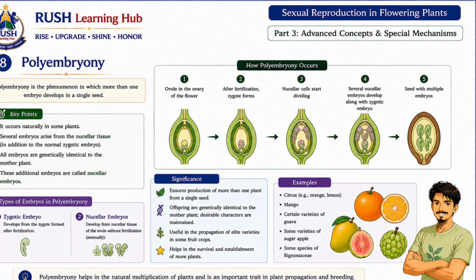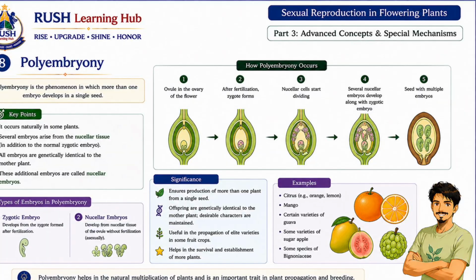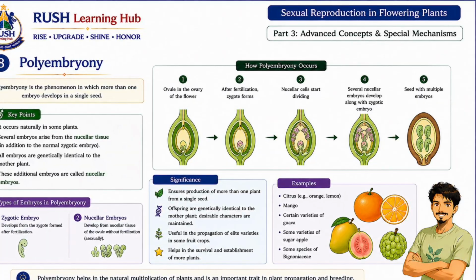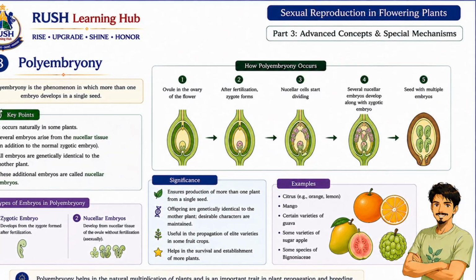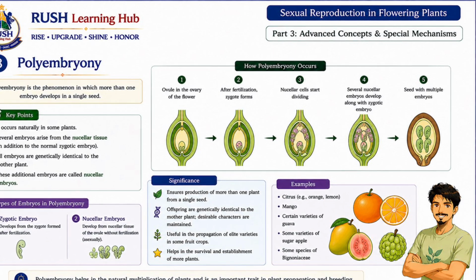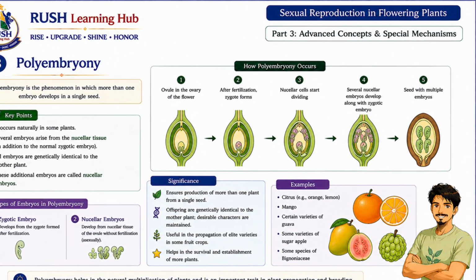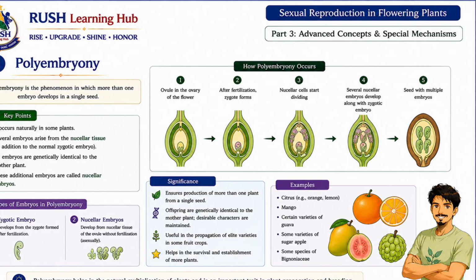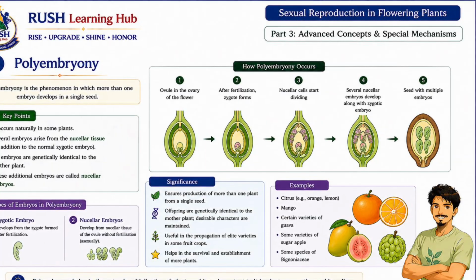Conclusion. Thus, polyembryony is the occurrence of multiple embryos within a single seed. It is an important natural phenomenon that contributes to plant propagation, crop improvement, and horticultural practices.